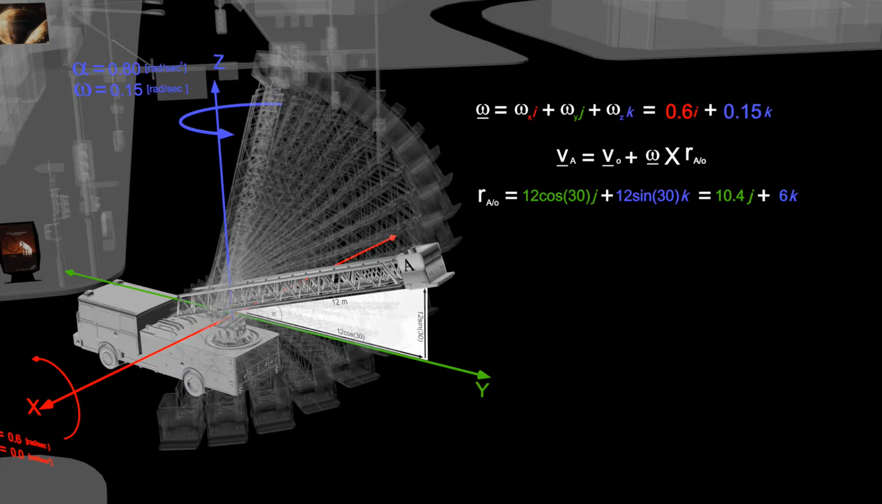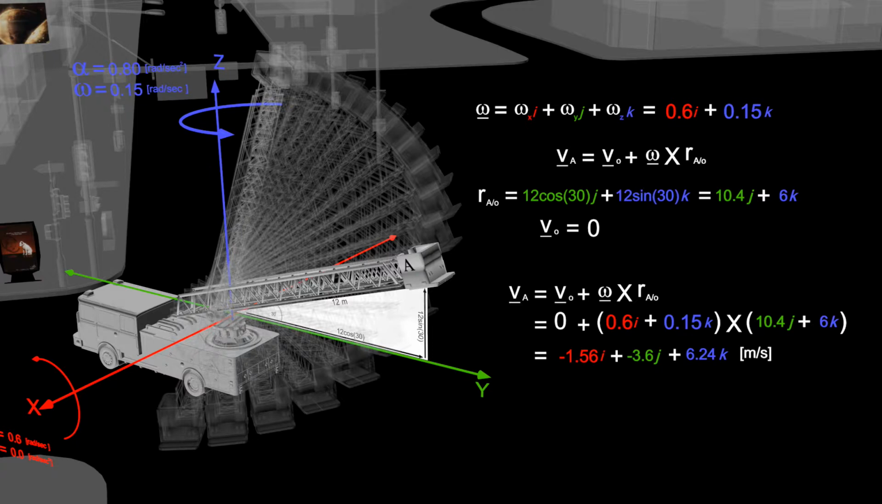Now we get the position vector r. And again, the reference point, which is the base of the ladder, will have zero velocity as it does not move at all. Now applying these values in the equation, and doing the cross product, we can calculate the velocity of the point A.